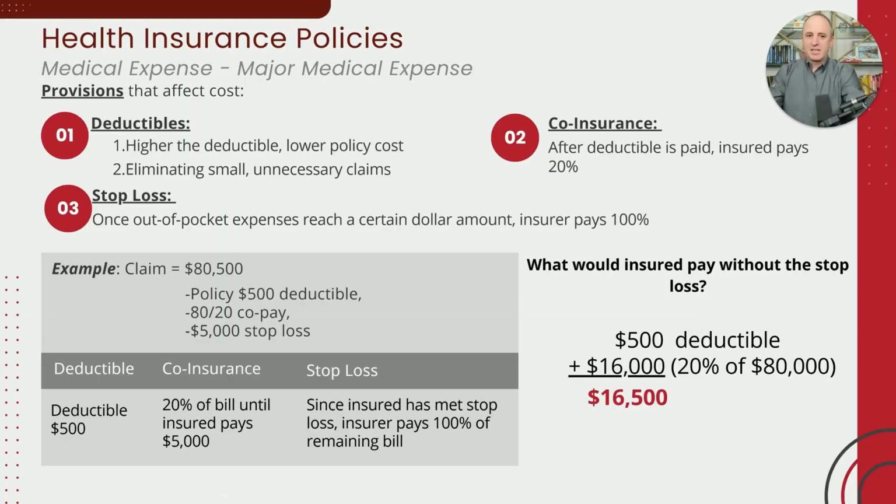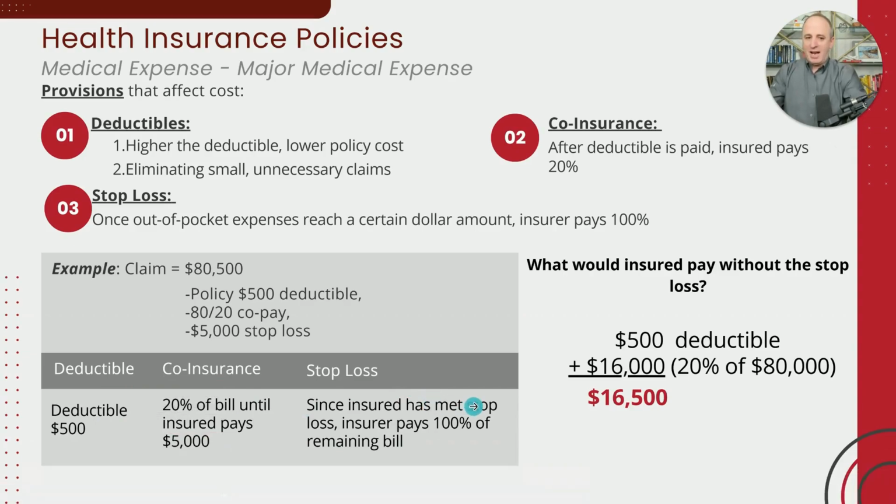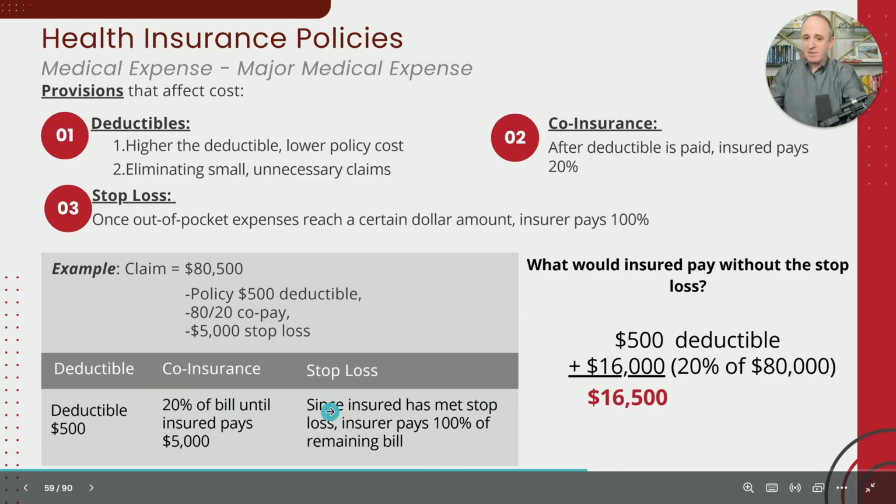Go ahead and take a picture of this. So this says the claim is $80,000. The policy has a $500 deductible and an 80/20 copay. So the deductible is $500. 20% of that bill is $5,000. Since the insured has met the stop loss, they're going to pay $5,000. That's the most they have to pay with that stop loss.